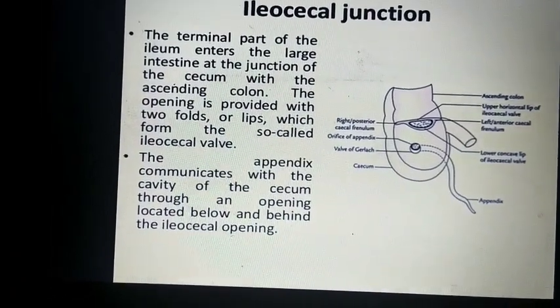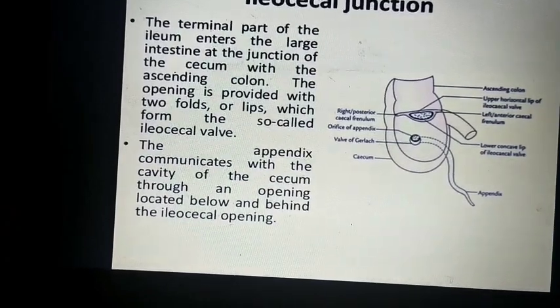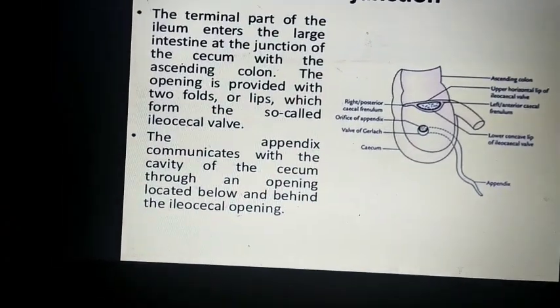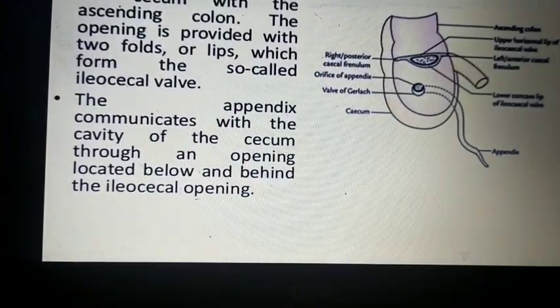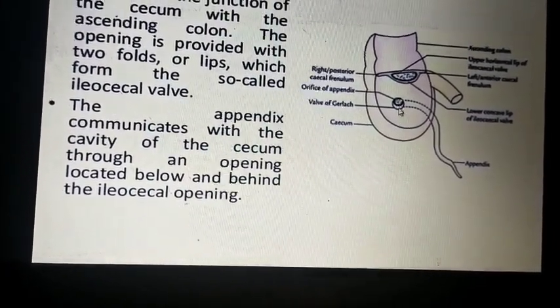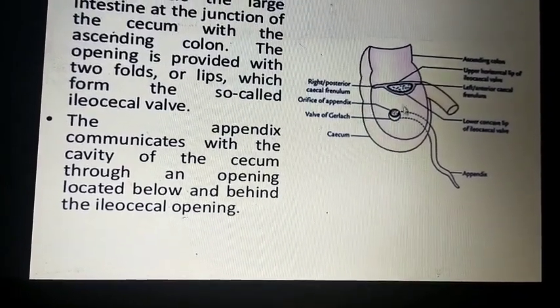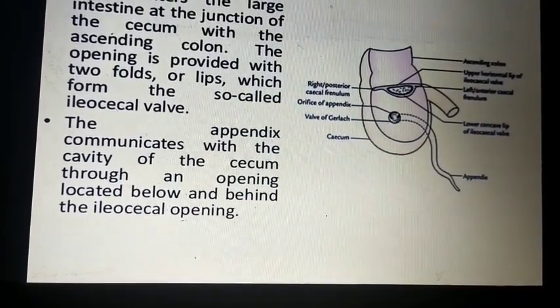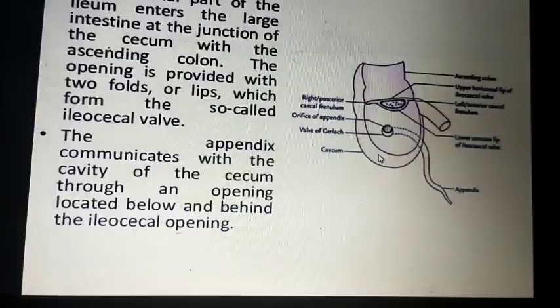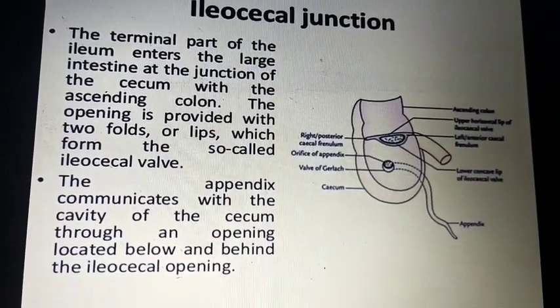The appendix communicates with the cavity of the cecum through an opening located below and behind the ileocecal opening. The distance between these two openings is 2 cm, and the appendicular opening is guarded by one fold, the fold of Gerlach. It is very important: the fold of Gerlach.